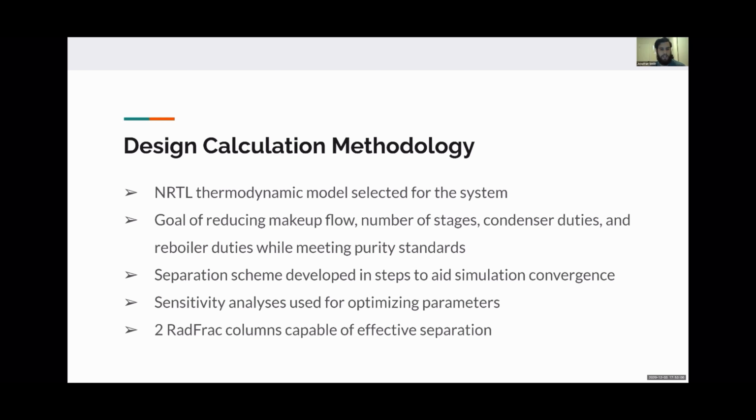And then for the glycerol system, we'll look at in just a second, two RadFrac columns were capable of effective separation. This is because glycerol has a very high boiling point as compared to water, as well as it does not separate from water because of their miscibility. So a settler or decanter can't be used in the system. And instead, a second column can separate those.